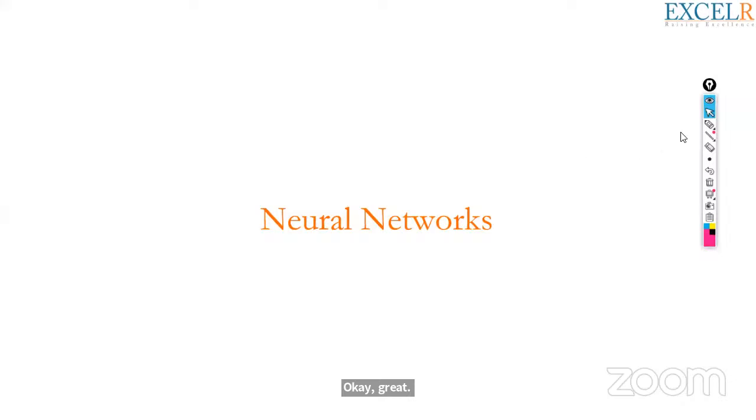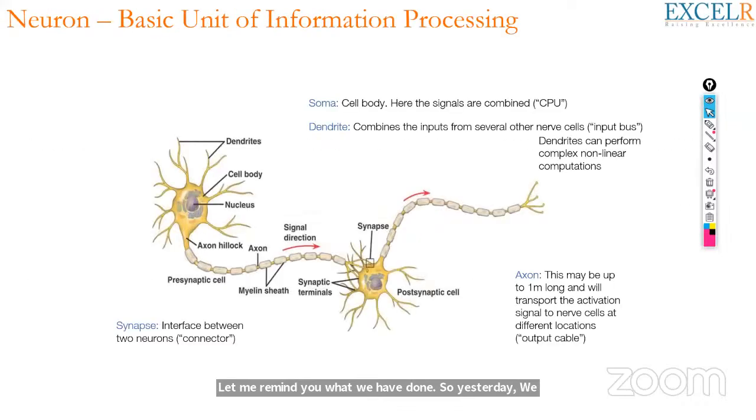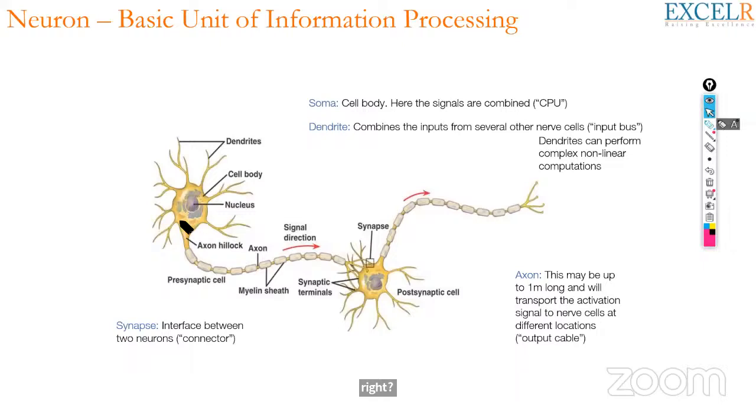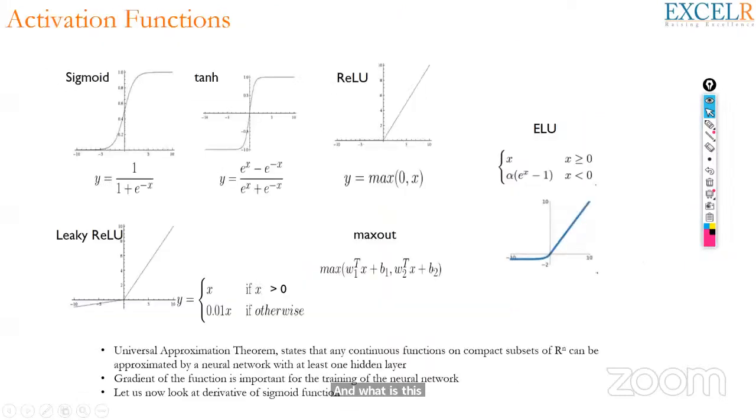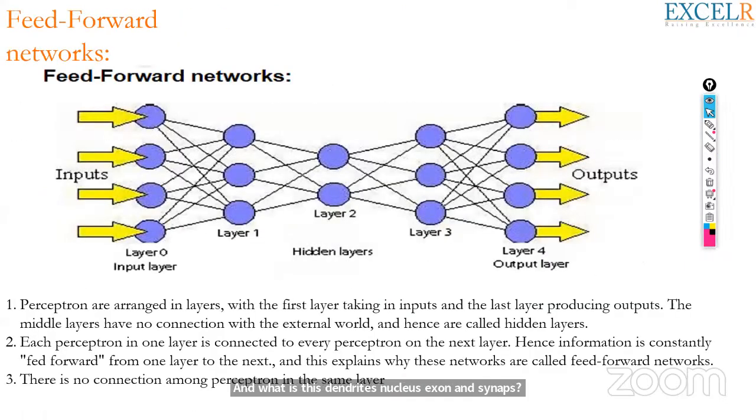So let's start with the session, guys. Let me remind you what we have done in yesterday's session. Yesterday, we started discussing neural networks, right? We discussed how our brain performs, and what dendrites, nucleus, axon, and synapse are. Then we saw a typical neural network architecture like this one.